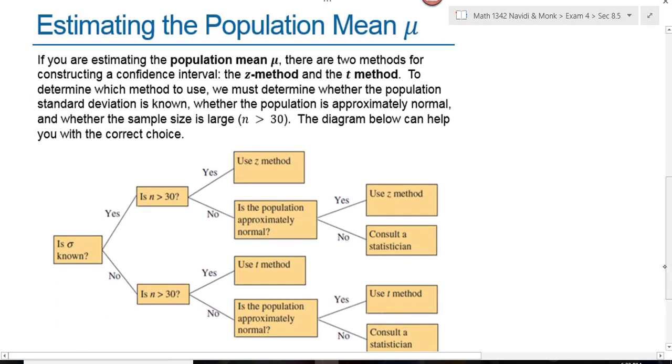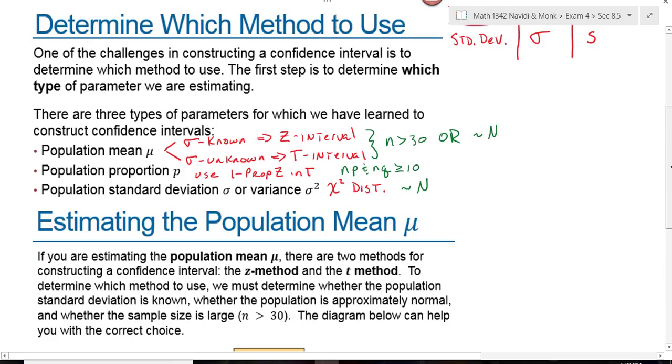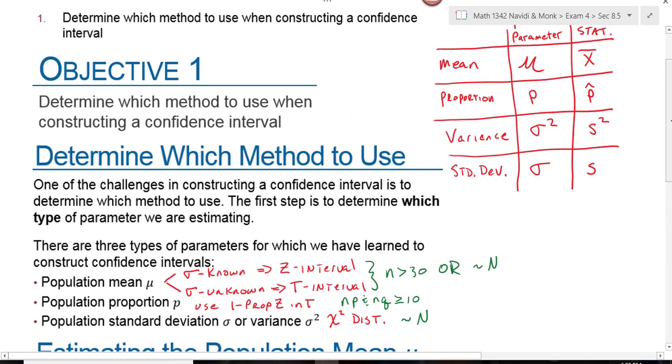In case this isn't concise enough for you, below in the notes is also a flow chart that you could use for estimating the population mean. But I think I've done a good job of simplifying this right here. And that's all there is to section 8.5.